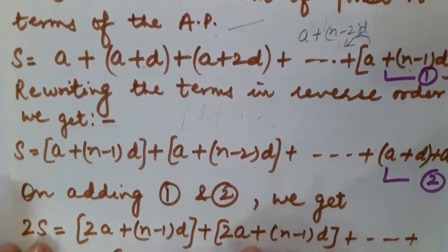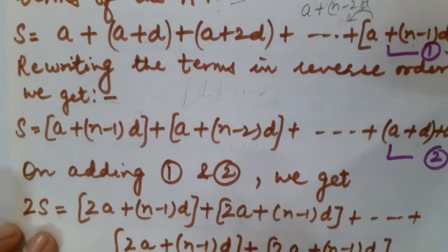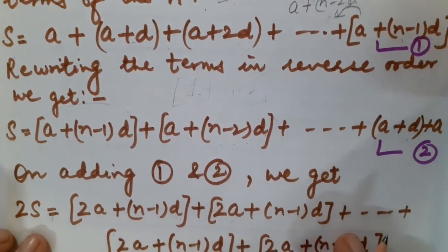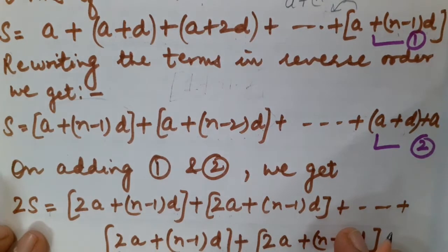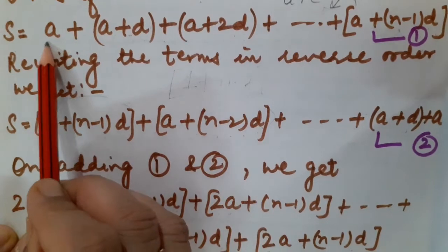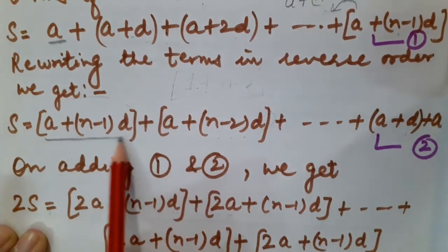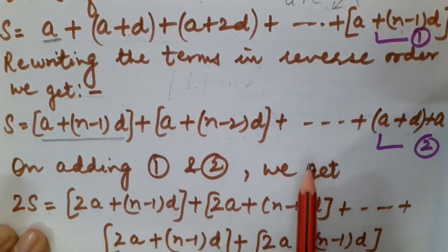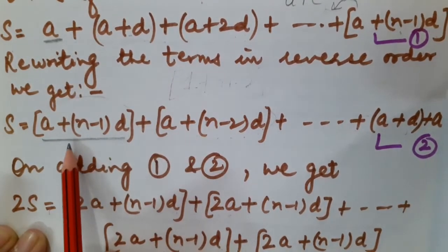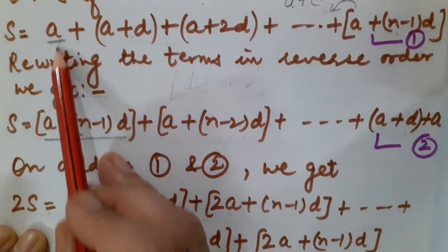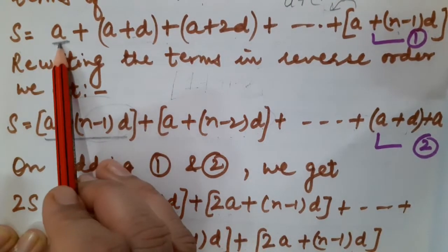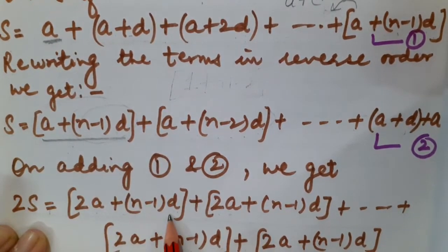Correct? On adding equation 1 and 2, means sum of first n terms of an AP as well as its reverse order. Correct? Now I am going to add them. So what will I be getting? S plus S will become 2S is equal to each and every term. You have to add like this. Instead of simplifying all the brackets, you add just like this. First term of equation 1 will be added to the first term of equation 2. Correct? So A plus A will become 2A. Here there is no term with n minus 1 into D here, so it will be written as it is, plus n minus 1 into D.